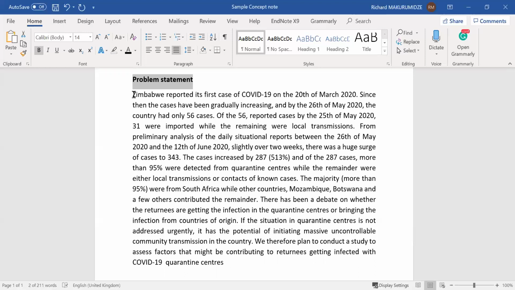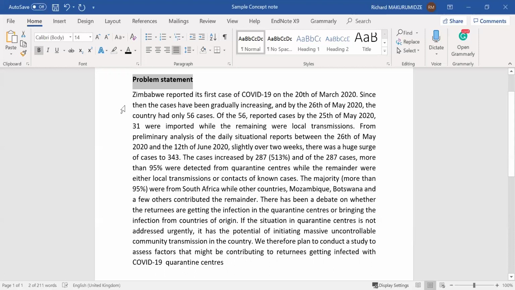If the situation in quarantine centers is not addressed urgently, it has the potential of initiating massive uncontrollable community transmission in the country. We therefore plan to conduct a study to assess factors that might be contributing to returnees getting infected in quarantine centers. So this is an example of a problem statement.